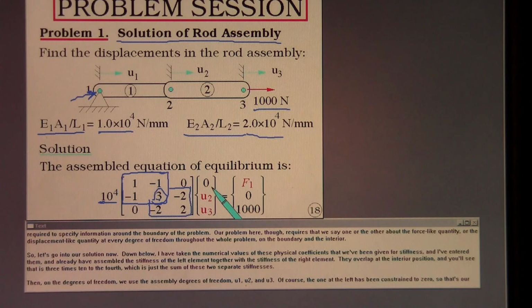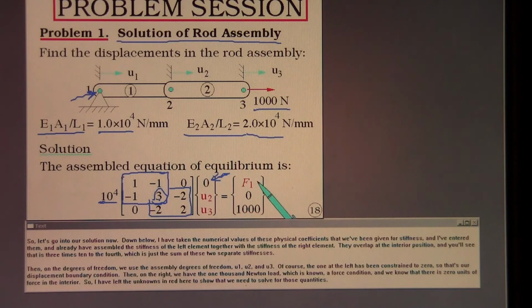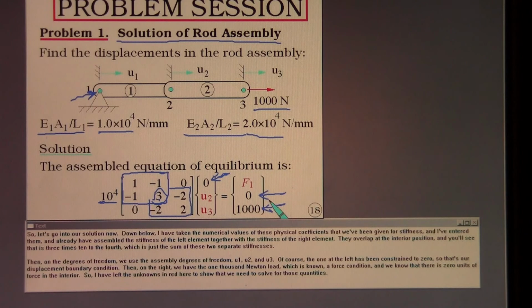Then on the degrees of freedom, we use the assembly degrees of freedom, U1, U2, U3. Of course, the one at the left has been constrained to 0, so that's our displacement boundary condition. Then on the right, we have the 1,000 Newton load, which is known, a force condition, and we know that there are 0 units of force in the interior. So I have left the unknowns in red here to show that we need to solve for those quantities.